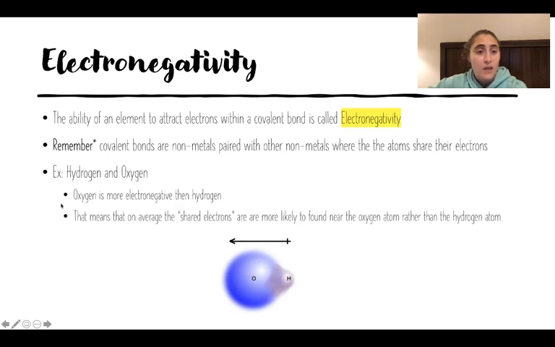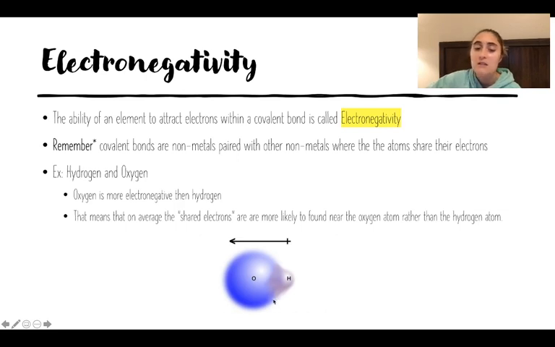Okay, here we go. So electronegativity, what is it? Electronegativity depicts how electronegative something is, and how electronegative something is will tell you the likelihood that an electron is going to want to group around an individual atom. So the higher something is in electronegativity, the more likely it is that electrons are going to want to be grouped around that particular atom.